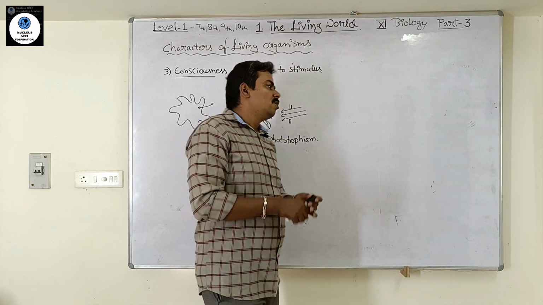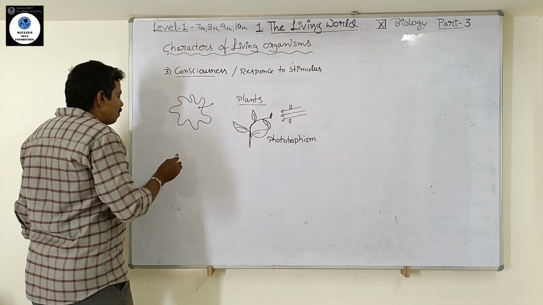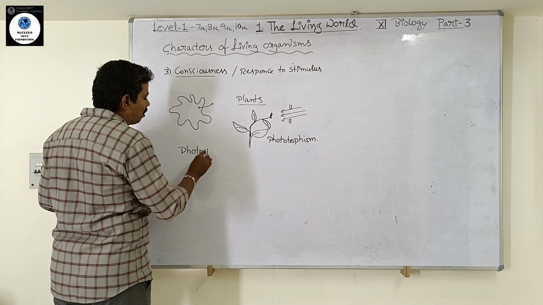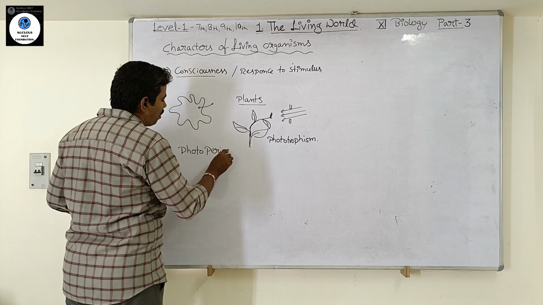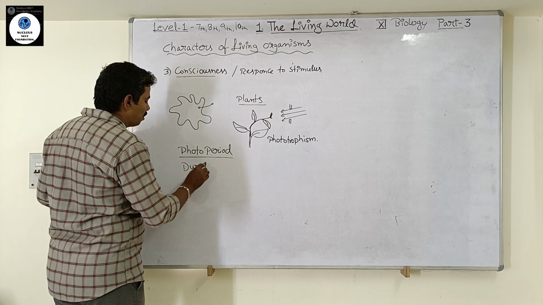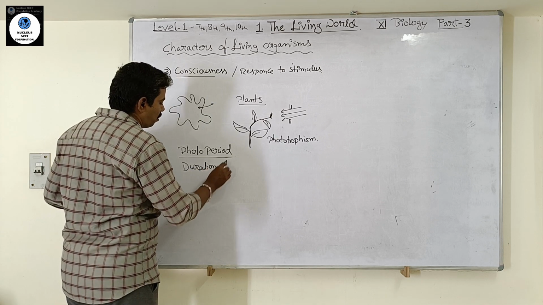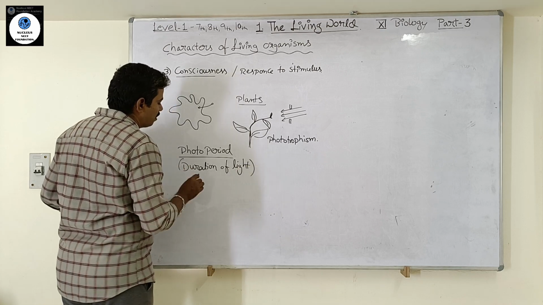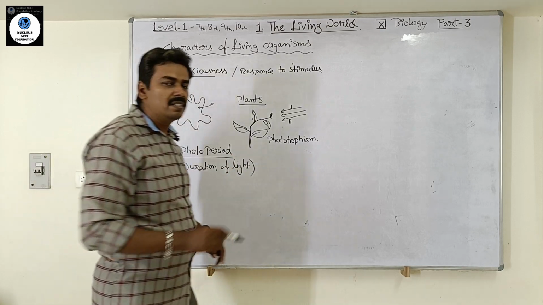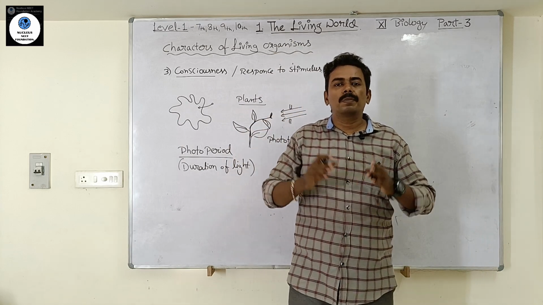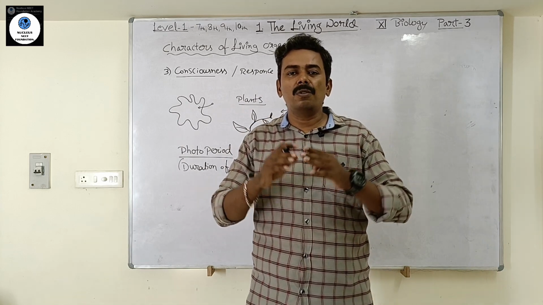Understood, students? Many plants and animals can sense photoperiods. What is a photoperiod? Duration of light. They can sense the duration of light, which is also called photoperiod. According to that photoperiod, these plants and animals decide to reproduce.